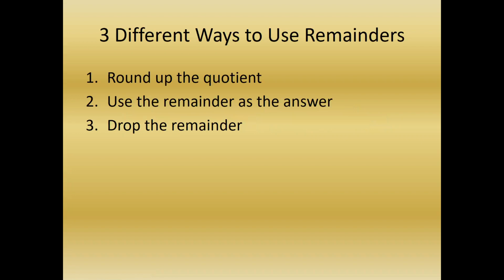So there's 3 different ways to use remainders. Maybe you guys remember these from when we did multiplication. Hopefully you do, but it's okay if you don't. I'll teach you how to use them. So the first way is round up the quotient. So we just round the number up one higher than what it is already. And then number 2 is use the remainder as the answer. So we just take the remainder and that's our answer. And number 3 is drop the remainder. So we just get rid of the remainder and just use the quotient.